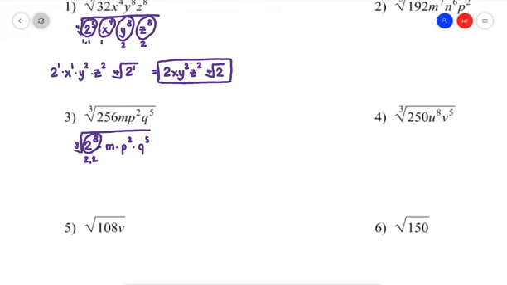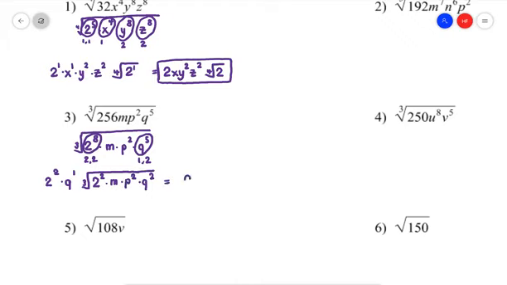M does not have a power of 3 or greater. P does not have a power of 3 or greater. Q does. 5 divided by 3 is 1 with a remainder of 2. So on the outside we've got 2 with a power of 2, no M, no P, and a Q with a power of 1. On the inside we have a remainder with the 2's. The M stayed inside, the P stayed inside, and then we had a remainder with the Q's as well.